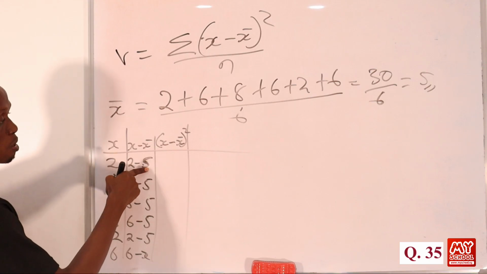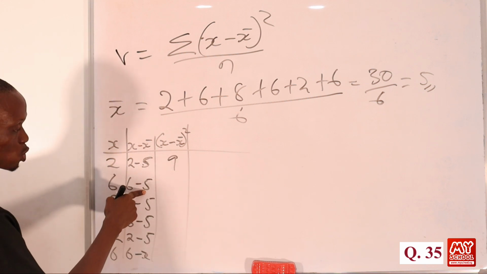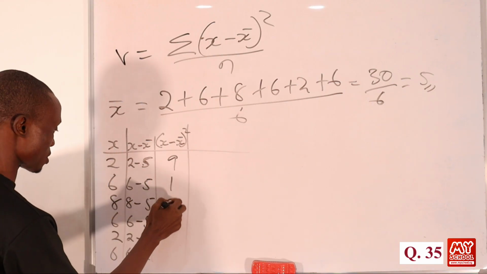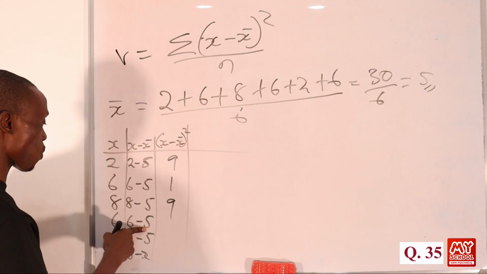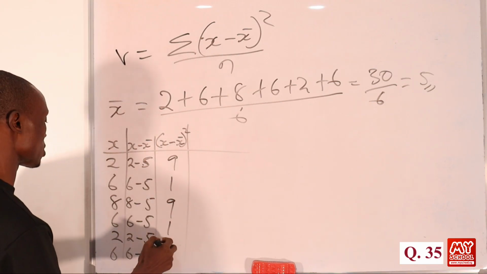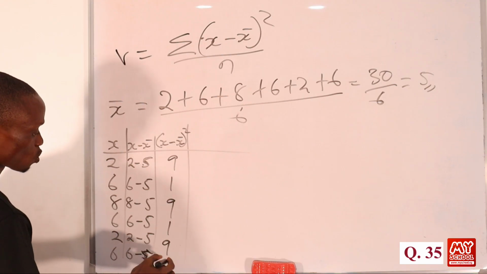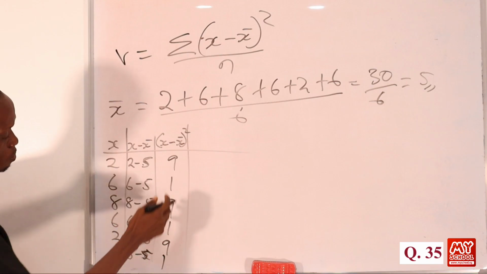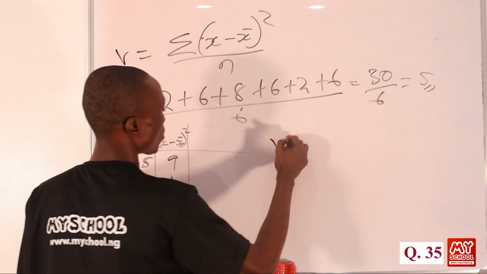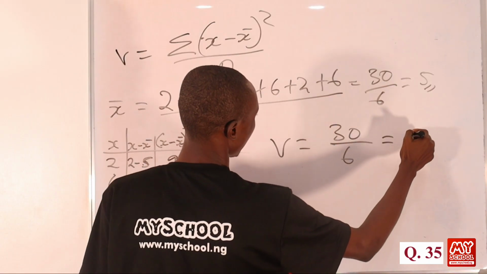So 2 minus 5 will give us minus 3, so minus 3 squared will give us 9. 6 minus 5 will give us 1, 1 squared is 1. 8 minus 5 will give us 3, and 3 squared is 9. 6 minus 5 will give us 1, 1 squared is 1. 2 minus 5 will give us minus 3, and minus 3 squared is 9. Then 6 minus 5 again will give us 1, and 1 squared is 1. So if we add everything together, this is 10, this is another 10, this is another 10, which is equal to 30. So our variance is equal to 30 divided by 6, and that will be equal to 5.